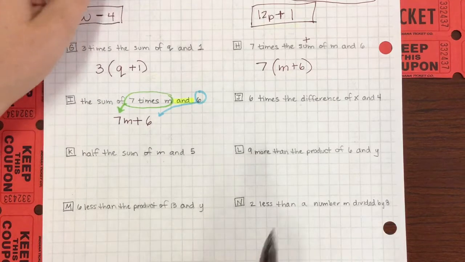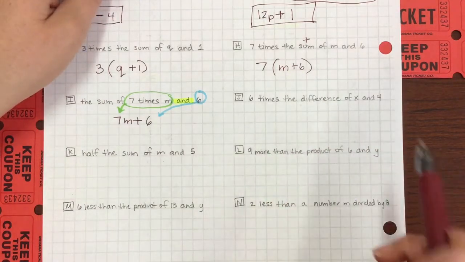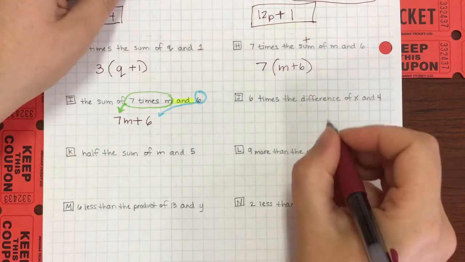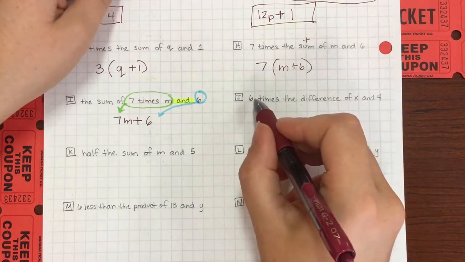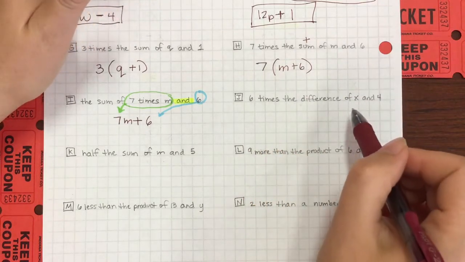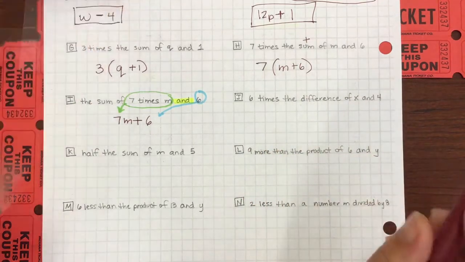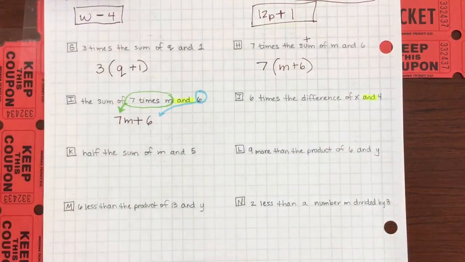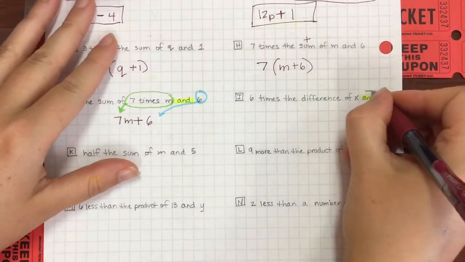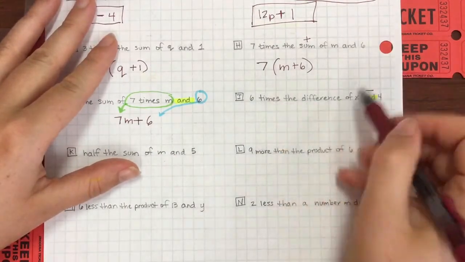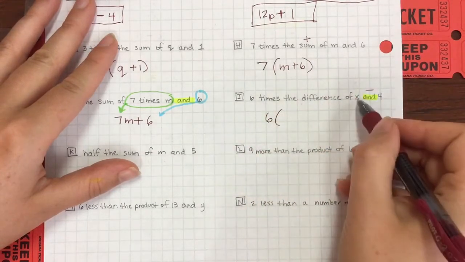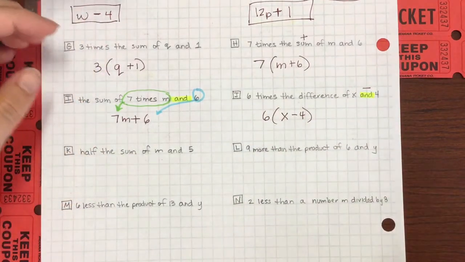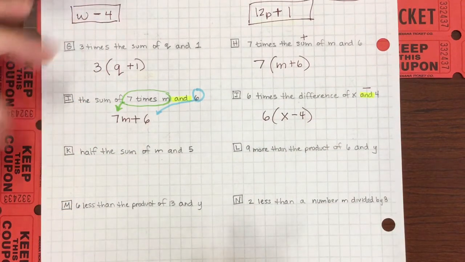Okay, the next one. 6 times the difference of x and 4. Well, difference means subtraction, okay? And we're going to be going 6 times 2 things that are being subtracted. And remember, and lets us know, basically, when you see and, if it says difference, that's where you're putting your subtraction symbol. So it's going to be 6 times the difference of x minus 4. Just like that. Okay. On to K.